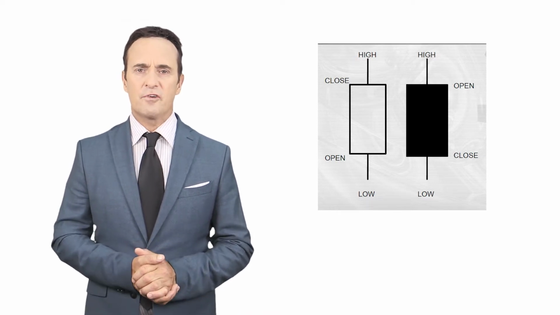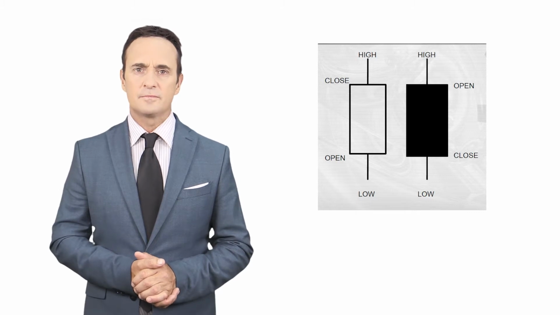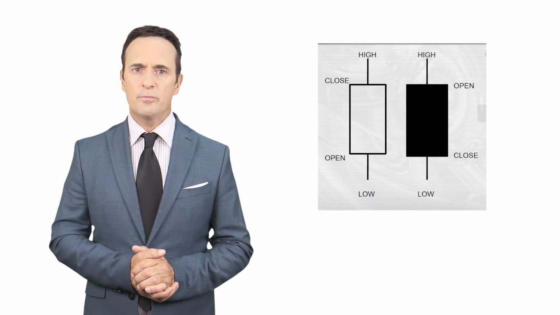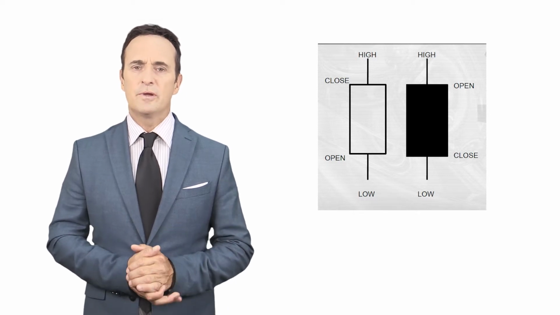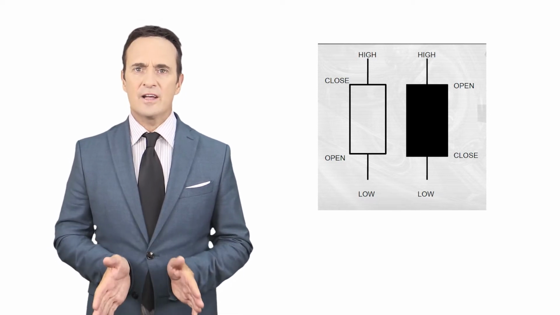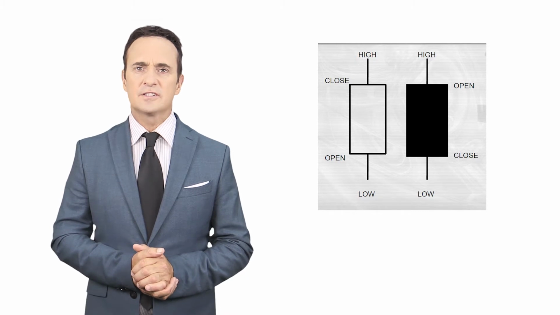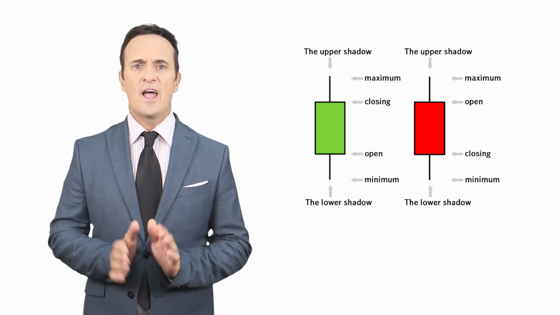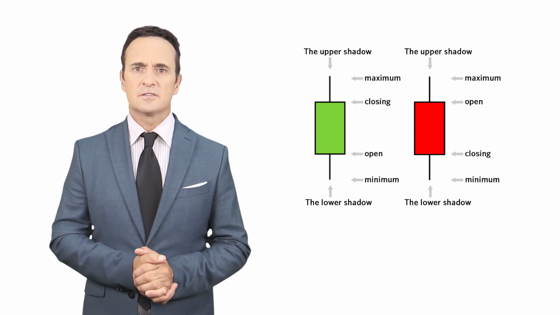We may mark it, for example, with a black colour. If, on the contrary, the closing price is above the opening price, the candle will be bullish. We may mark it with a contrasting colour, for example, white. The colour of the candles is set individually. You can use green colour for the bullish candles and red for the bearish ones.